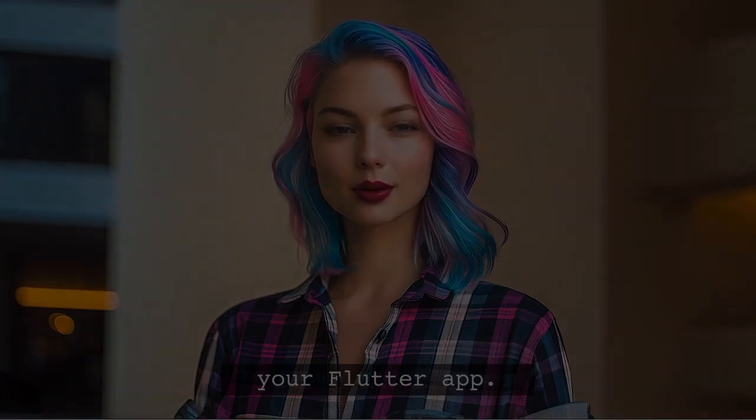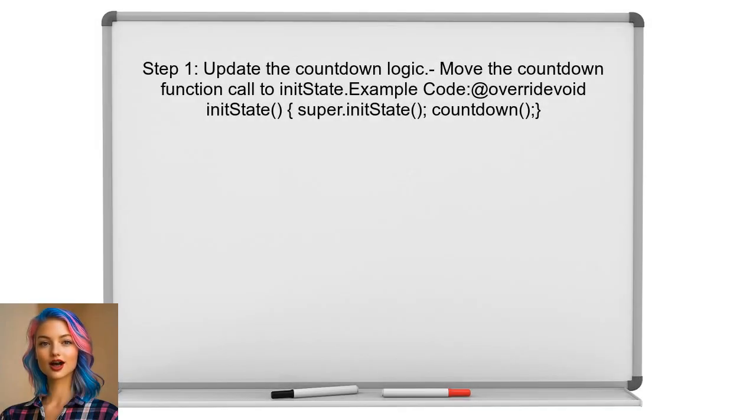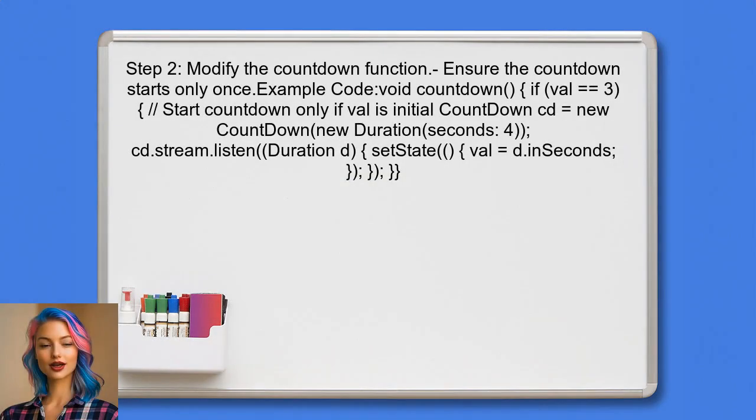in your Flutter app. To create a smooth countdown widget, the user should first ensure that the countdown logic is correctly implemented. Instead of calling the countdown function directly in the build method, it should be called in the initState method. Next, the user should modify the countdown function to ensure it only starts once. This prevents multiple listeners from being created, which can cause the twitching effect.